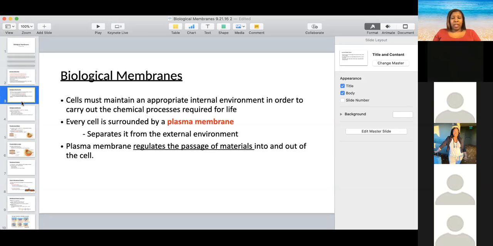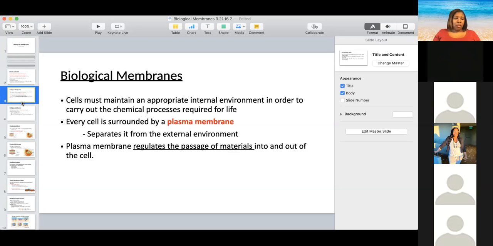But this plasma membrane here, make sure we're clear that every single cell has a plasma membrane, okay? And its first most important role is to separate the cell from its external environment. All right. And then next, this plasma membrane has another job, which we talked about already a little bit, which is to regulate the passage of materials into and out of the cell.